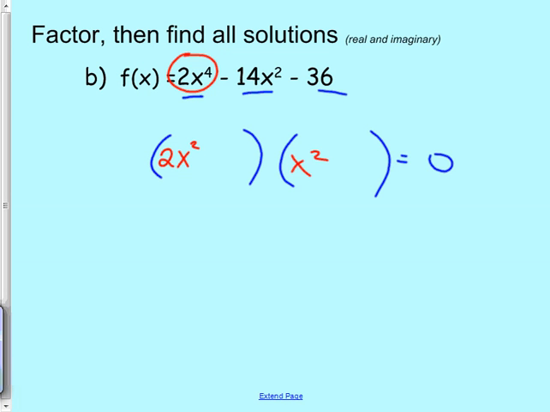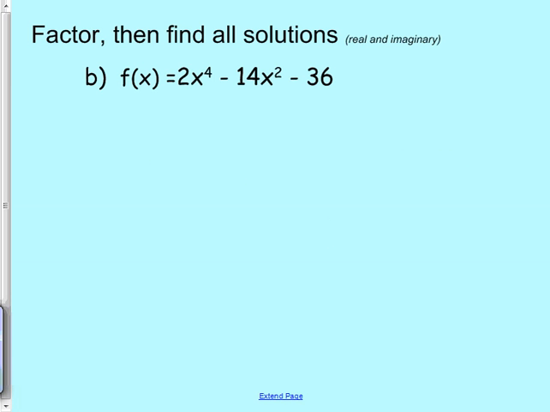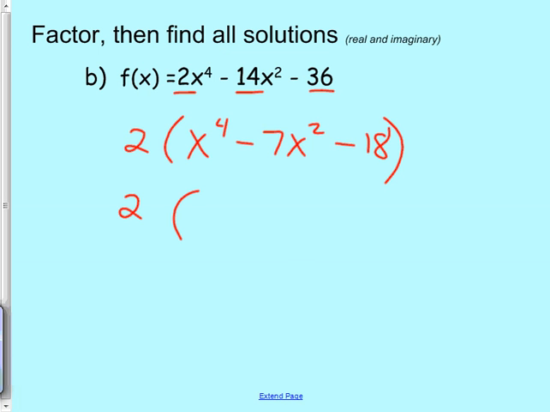Take out the 2 from everything. Do you see how there's a 2 in everything? There's a 2 here, here, and here. Anytime you can do that, it makes your life so much better because all the numbers are smaller from now on. See, the 2 comes out, and then I have x to the 4th minus 7x squared minus half of 36 is 18. Now it's going to factor so much easier. I don't have to deal with that clunky 2x squared on the front. I can have just an x squared and an x squared, making x to the 4th.